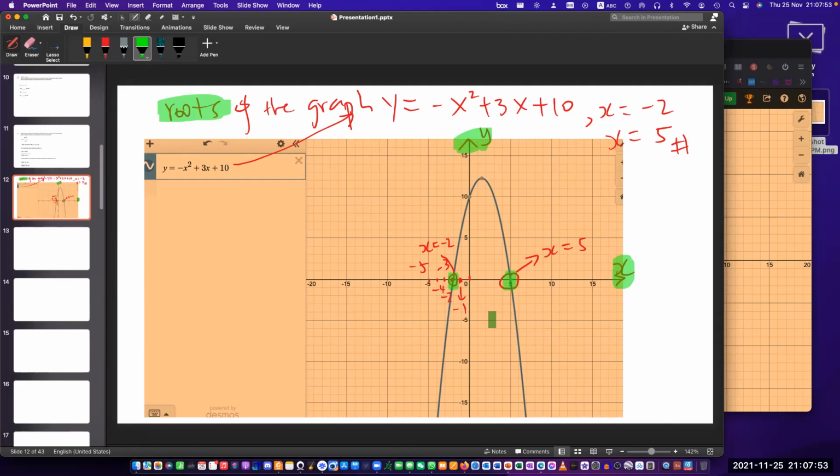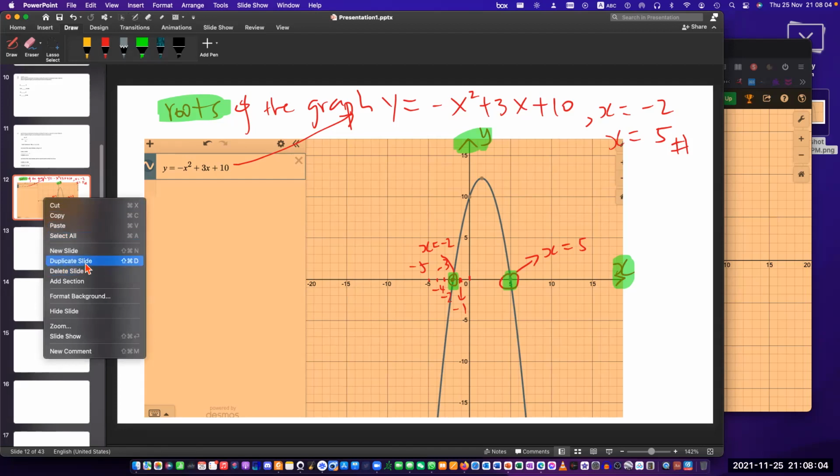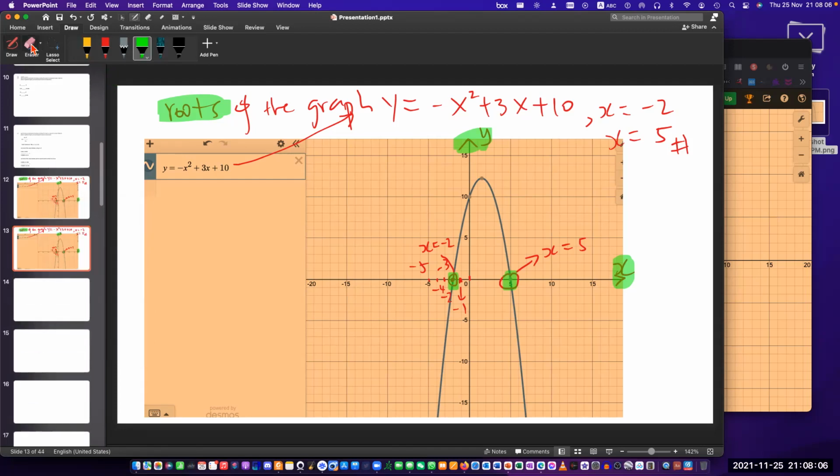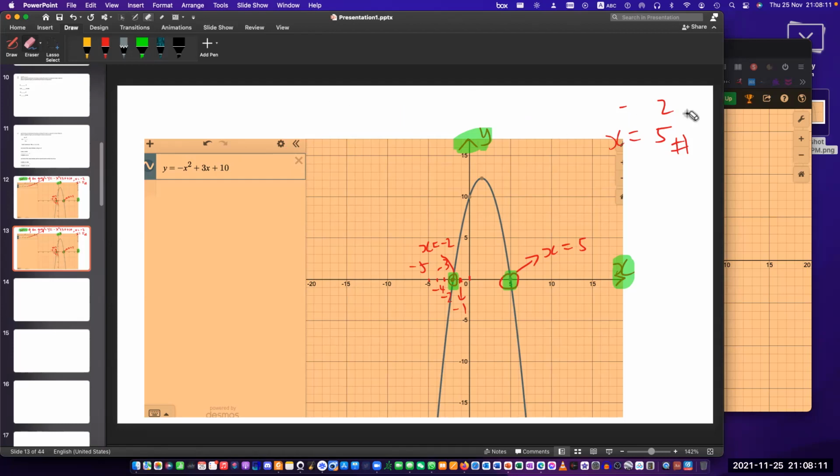So far so good. Okay, good. The next step is they are asking you what the y-intercept is. I remember the question already. Let me just duplicate this. Previously they asked you for the roots of the graph. Now they ask you for the y-intercept.